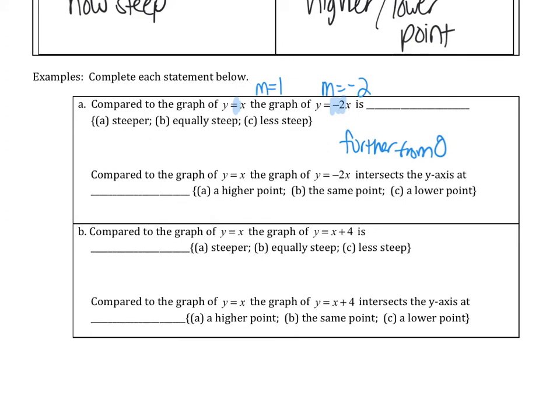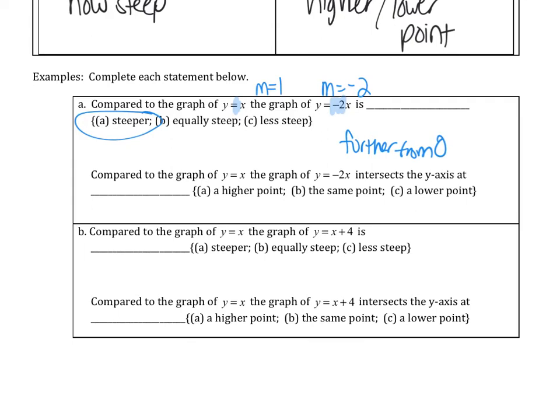So if we look back in our notes, when something's further from 0, it becomes a steeper line. So our answer here would be that the line is steeper, part A. The next question says, compared to the graph y equals x, the graph of y equals negative 2x intersects the y-axis at a higher point, the same point, or a lower point.